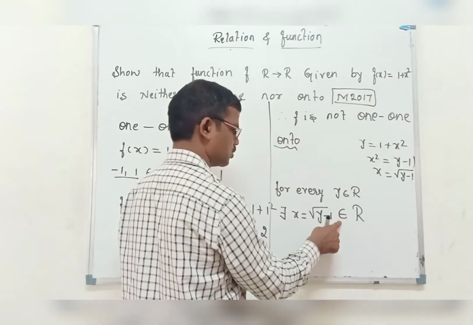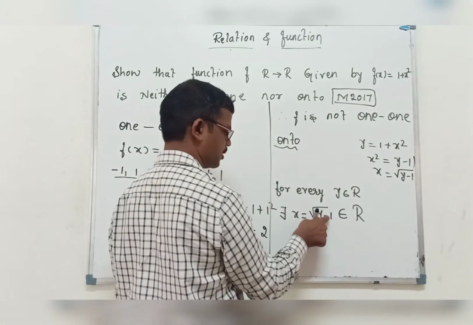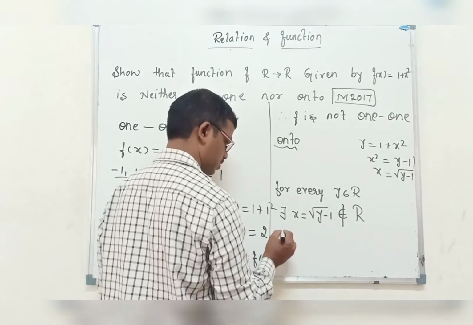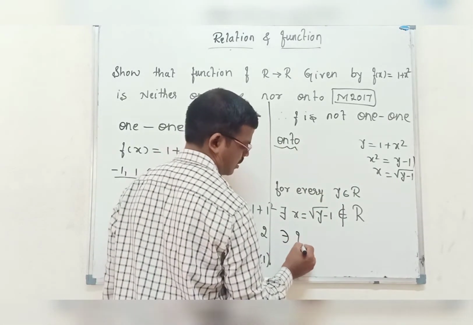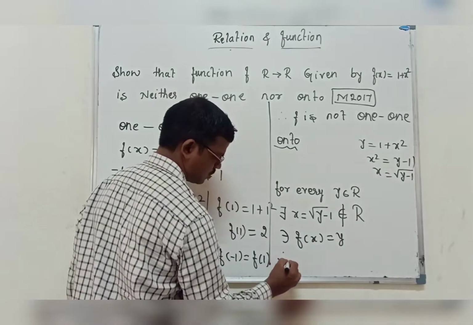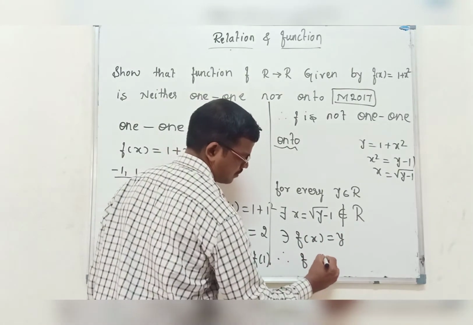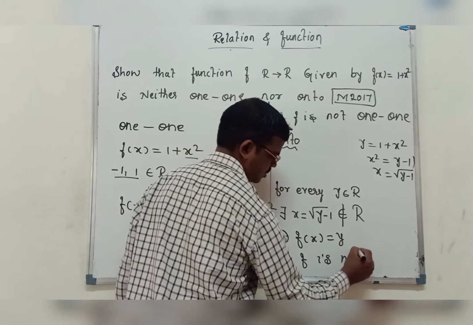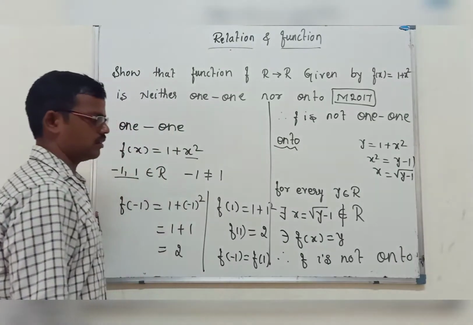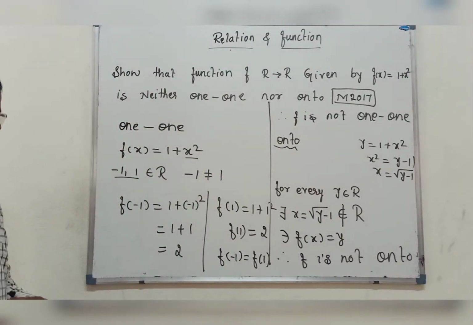So it does not belong. If y becomes -1, then √-2 is not there in R. So it does not belong to R, such that f(x) = y. Therefore f is not onto. f is not onto. Very simple. So this was asked in 2017 for 2 marks.